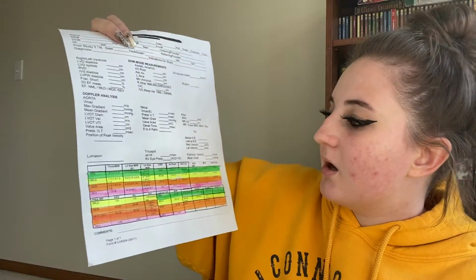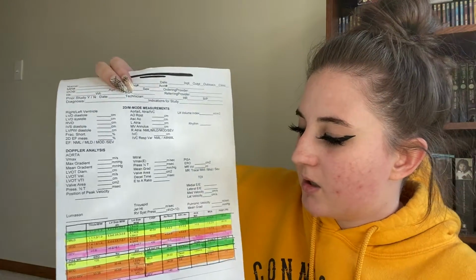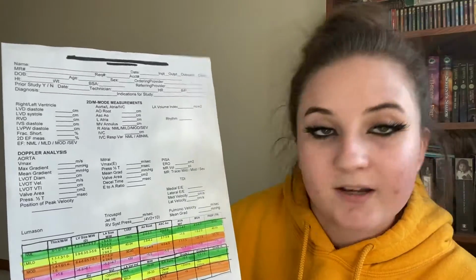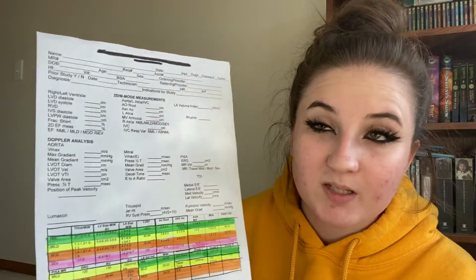Anyway, then your aortic root, your ascending aorta, your AVA, and your MVA, which I don't have a lot of experience in, but that would probably be for valve problems, because it's the mitral valve area and the aortic valve area.